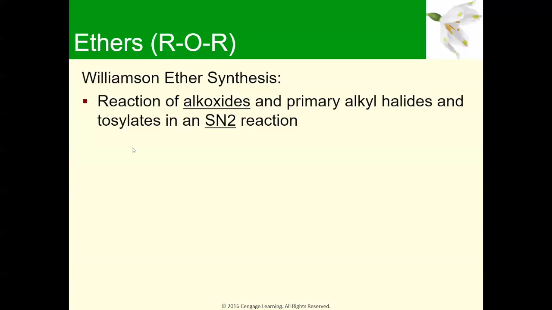How to form ethers? Well, we talked about this in Organic 1. We're going to review it now. But one popular way to make an ether is to do something called Williamson ether synthesis. And it is a reaction of an alkoxide with a primary alkyl halide and/or a tosylate. I'm going to remind you what that is in just a second. And the mechanism is it's an SN2 reaction.